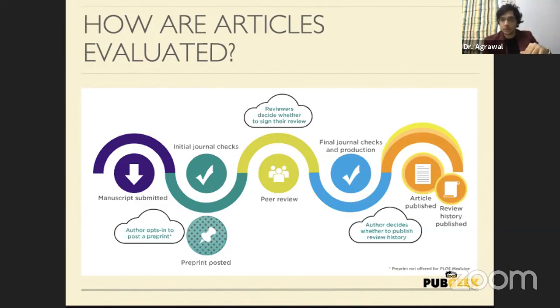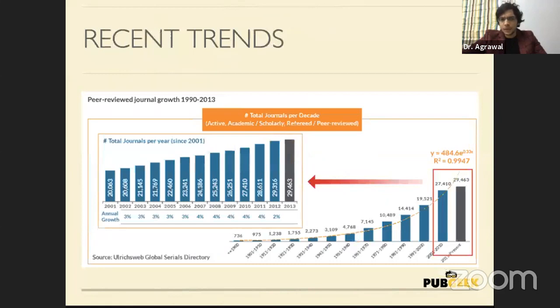So just to talk about the recent trends in the articles that have actually been published in journals. This is data received from a series directory, essentially, where you can see the total number of journals that are present have increased from 20,000 to almost 30,000 in the last 10 years, which means almost a 50% increase in the last 10 years, right?